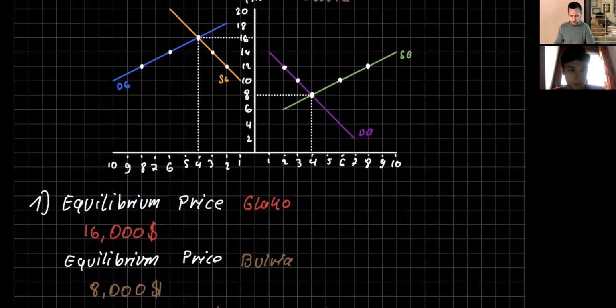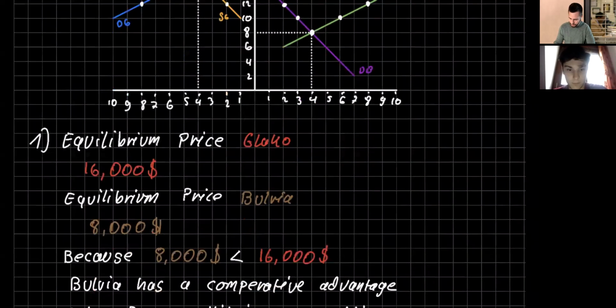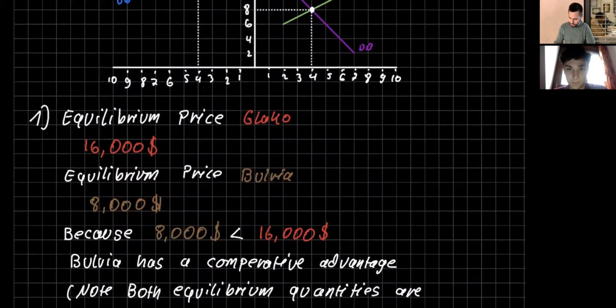Then it asks you who has the comparative advantage. And because Bolivia is able to produce these 4 units for a cost that's less, so the price is less, then Bolivia has a comparative advantage.